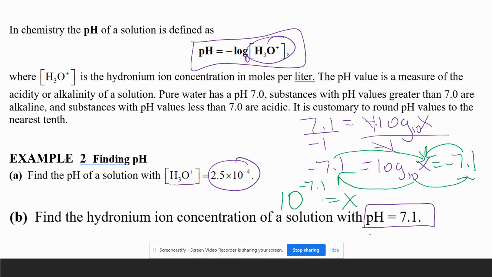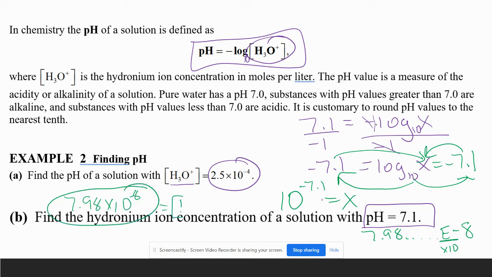When we do that, we have 7.98 and a bunch of numbers, and then e to the negative 8. That e is short for times 10. And that means that our answer would be 7.98 times 10 to the negative 8th power for the hydronium.